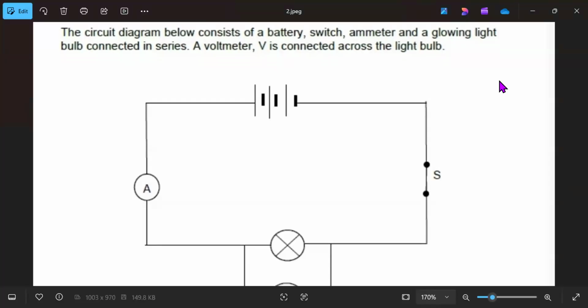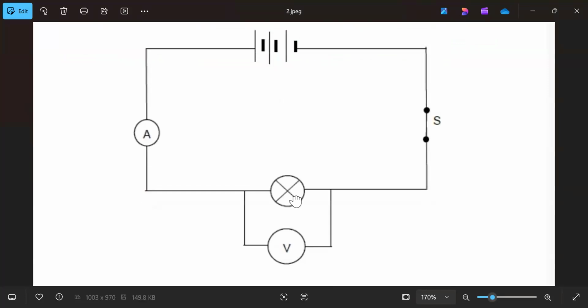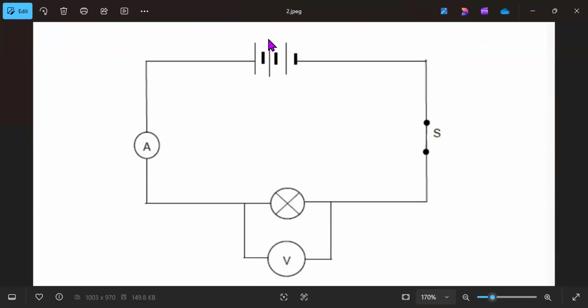So this is what they say to us. The circuit diagram below consists of a battery, a switch, an ammeter, and a glowing light bulb, which is connected in series. A voltmeter V is connected across the light bulb, as we can see in this beautiful sketch. So this is our sketch. It's a very simple and basic sketch.